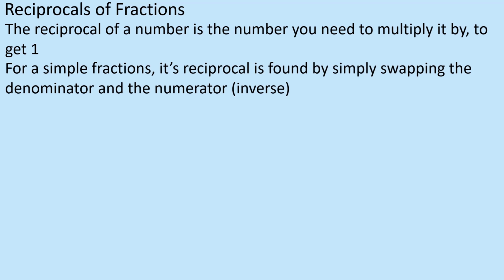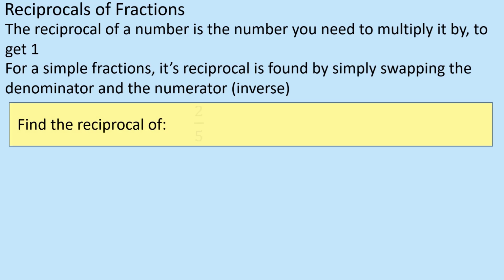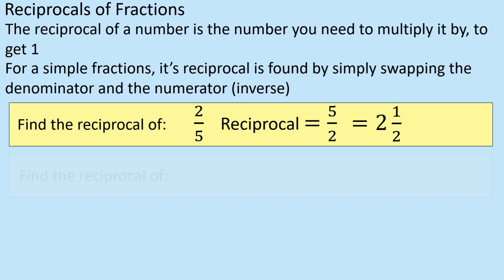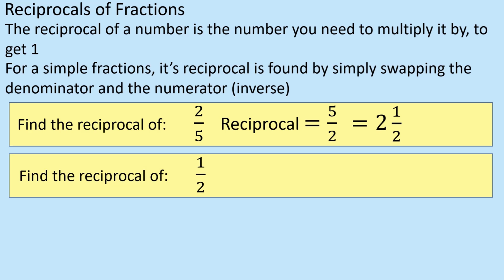The best way of looking at it is, if I've got a fraction, then the reciprocal is found by just swapping the denominator and the numerator. So find the reciprocal of 2/5, we'll literally flip it upside down, the reciprocal will be 5/2. Very, very straightforward. Or 2.5 if you want to do it that way. The reciprocal of a half, again, we'll flip it upside down, this will be 2/1, which of course is just 2.